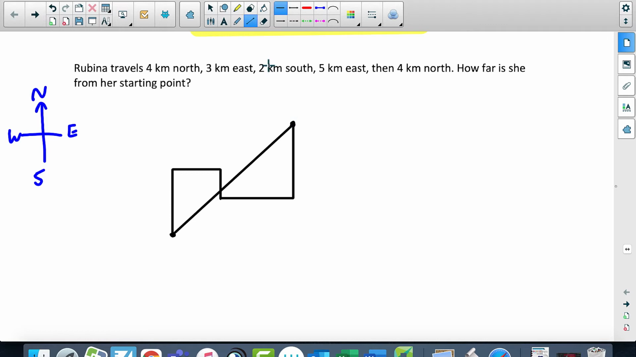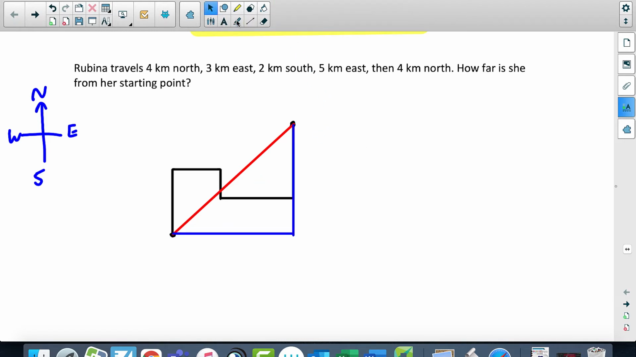I'll make it a different color. Okay, now that's pretty weird, isn't it? It doesn't really look like a triangle at all. But there actually is a triangle. Do you see it? I could draw a triangle down here to here and across to there. And again, I'll make that a different color so it's easier to see. Okay, and nice, you can see that it is a right triangle.